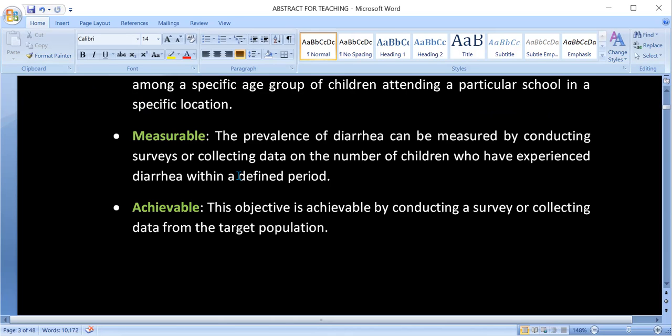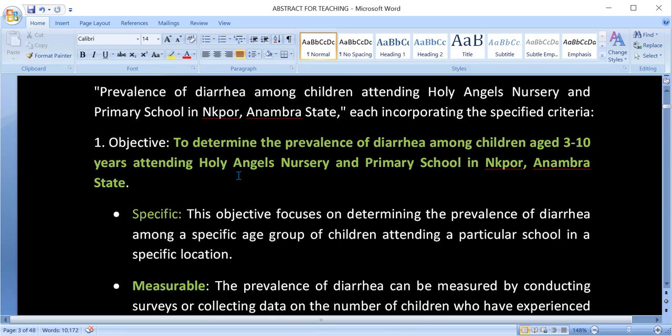Achievable. This objective is achievable by conducting a survey or collecting data from the target population. You see, it's something that we can do to determine the prevalence. How will you determine the prevalence? You come to that school, how many children passed out diarrhea stool today? 3 times watery stool. That's diarrhea. So which makes it measurable. So we can collect the number of children.